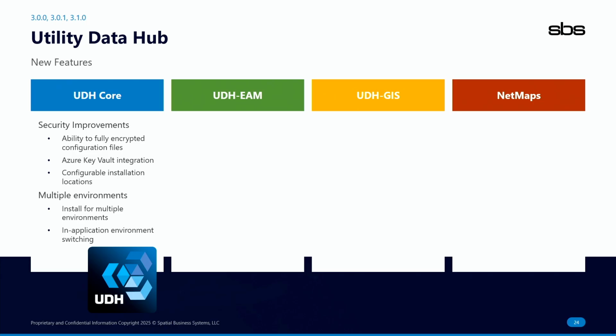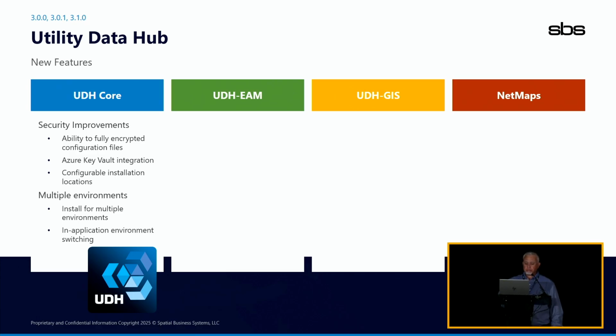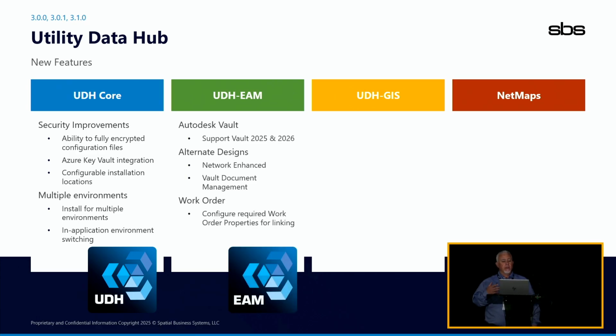So we've added the ability now, when you're installing, you can be presented with as many environments as you have during the installation process. You can select which environments you want to install to the system, and then you can switch between those environments without having to do a reinstallation. And then next, on the EAM side, we've obviously added support for Vault 2025 and 2026 when those came out over the last 2 years. So we now support those.